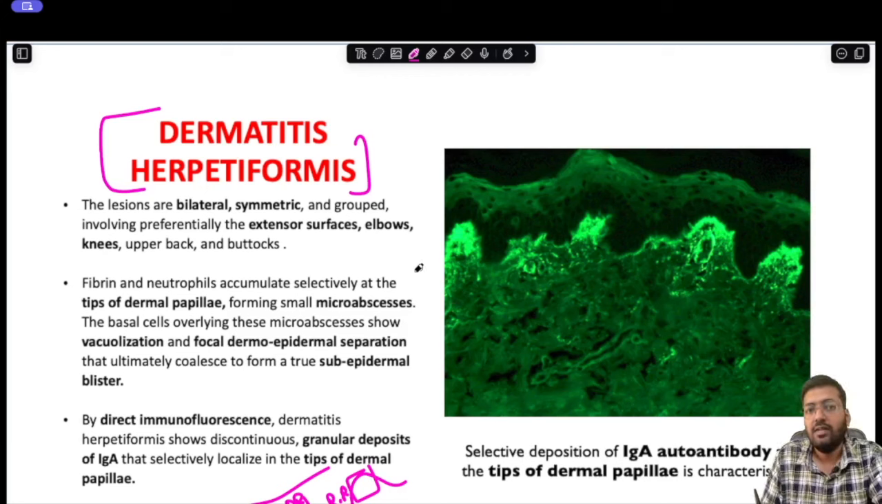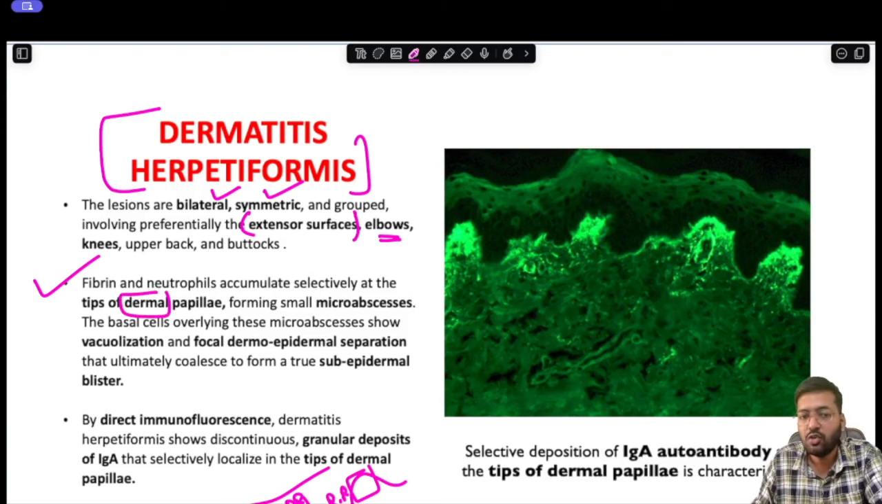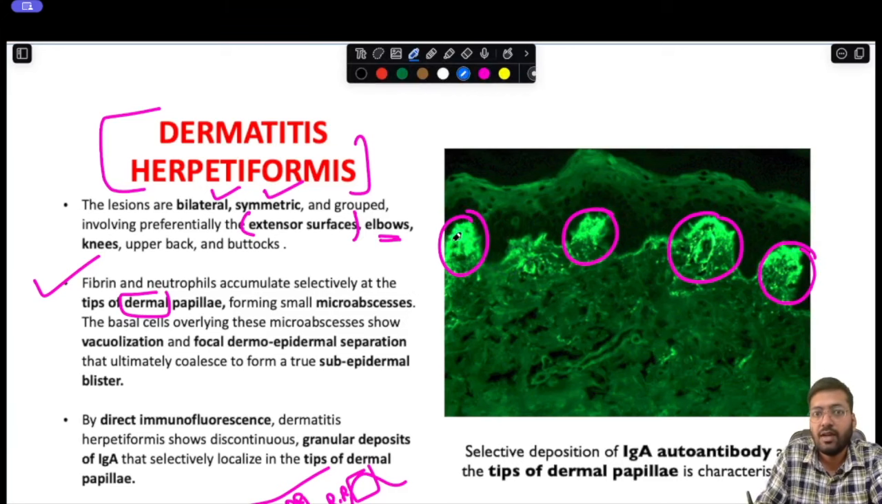The lesions that you see in dermatitis herpetiformis are bilateral, symmetric and grouped, involving preferentially the extensor surfaces, elbows, knees, upper back and buttocks. Fibrin and neutrophils accumulate selectively at the tip of the dermal papillae. I have already shown you the dermal papillae and the rete ridges. This tip that you are seeing, where antibody deposition is there, is actually the dermal papilla. The basic separation between the epidermis and dermis is somewhat like this, as you can appreciate. Let me show you with something lighter. This is how the separation is.